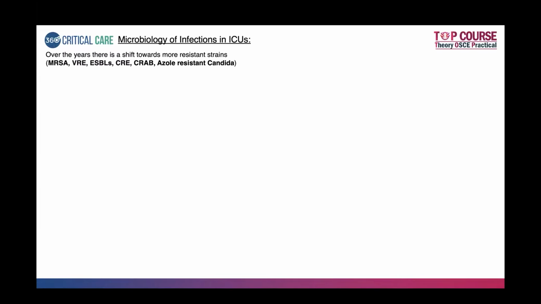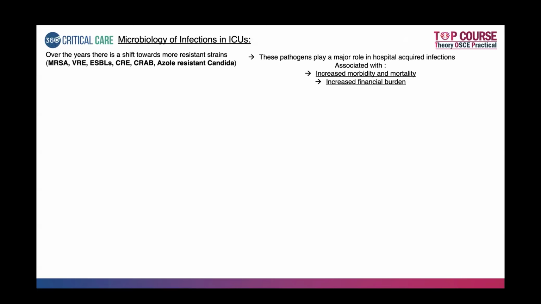So coming to the microbiology of infections in ICU, over the years there is a shift towards more resistant strains like MRSA, VRE, ESBL, CRE, CRAB, azole resistant Candida. So these pathogens play a major role in hospital-acquired infections and it is associated with increased morbidity and mortality. And it is associated with increased financial burden.